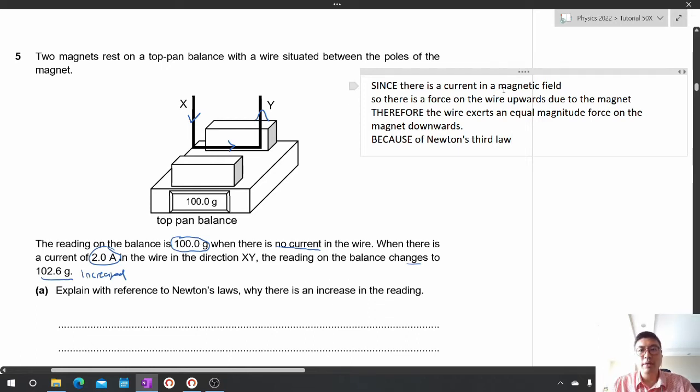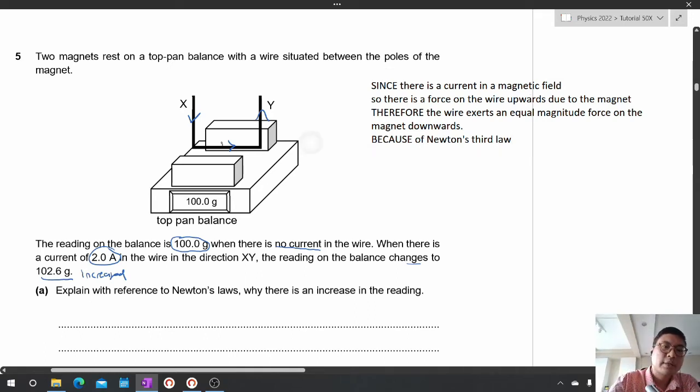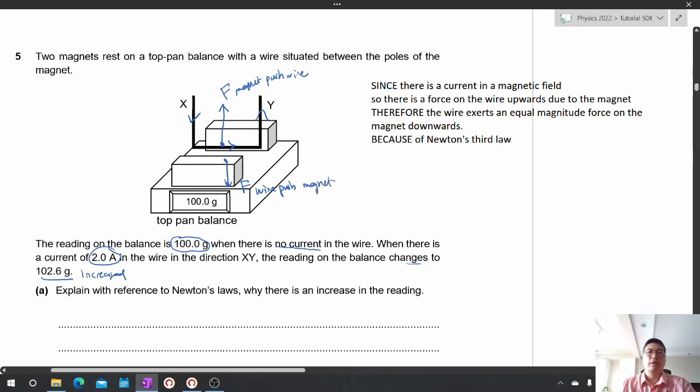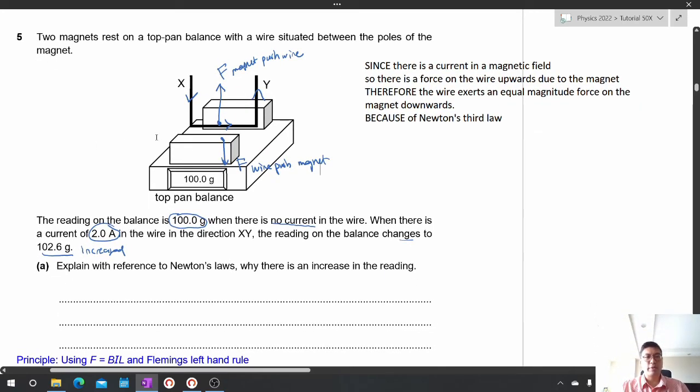Since there is a current in a magnetic field, there will be a force on the wire upwards due to the magnet. So this is the force the magnet pushes the wire. Therefore the wire will push the magnet down with an equal and opposite force, the force of the wire pushing the magnet downwards, because of Newton's third law. So there's an increase in the reading because the current is flowing in the magnetic field, and the magnet pushes the wire upwards. By Newton's third law, the wire pushes the magnet downwards.